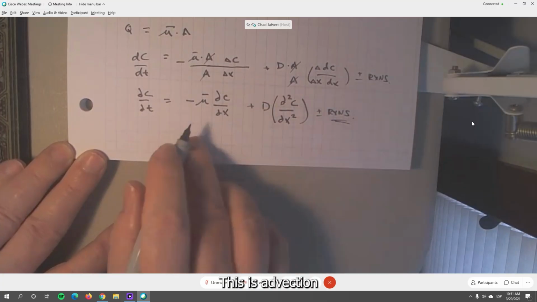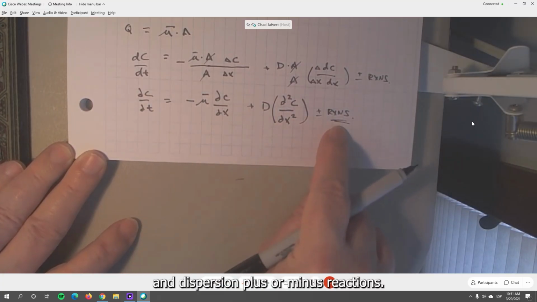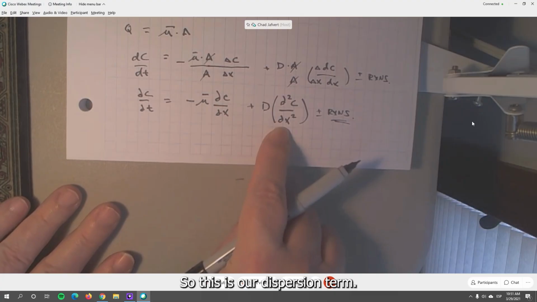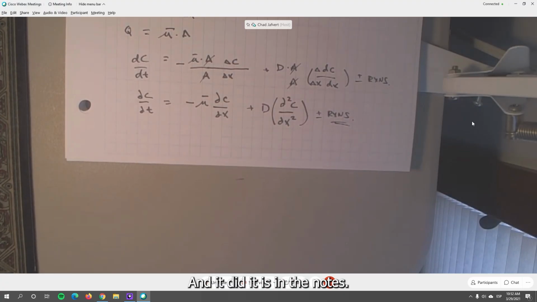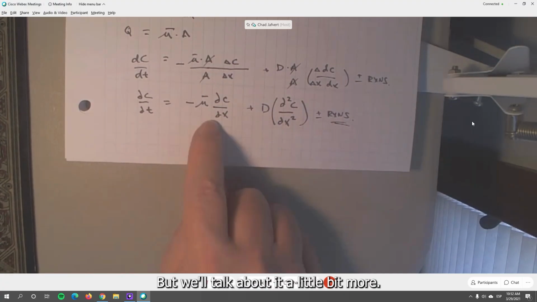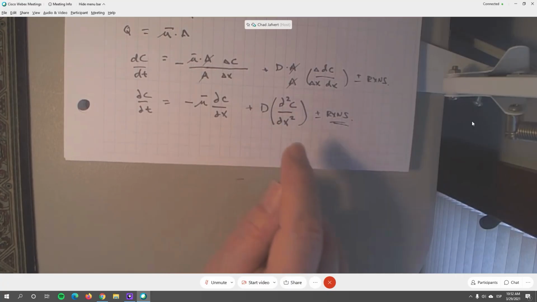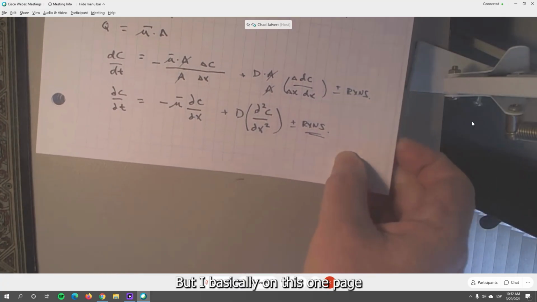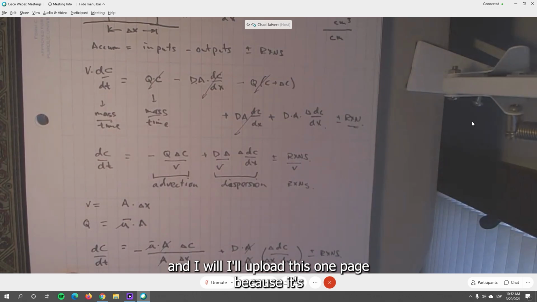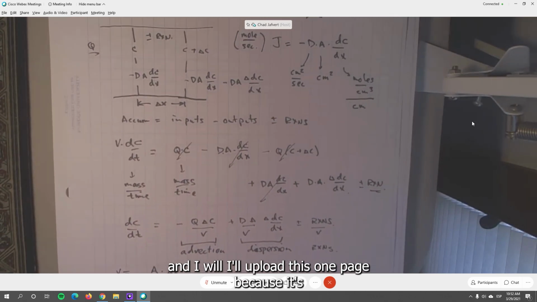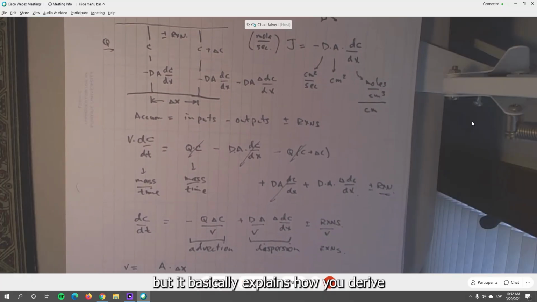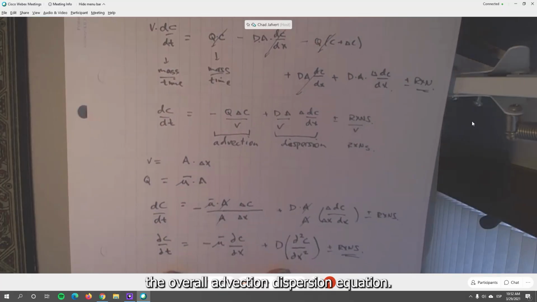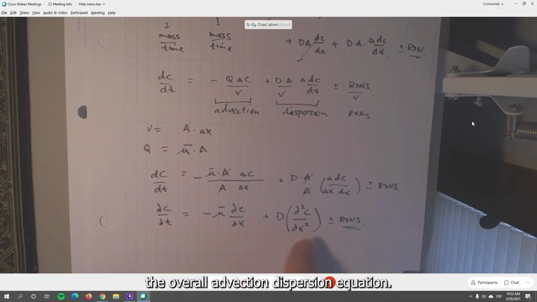This is advection and dispersion plus or minus reactions. So this is our dispersion term. It's a second order term, and it is in the notes, but we'll talk about it a little bit more. But I basically, on this one page, and I'll upload this one page because it may be a little clearer from the rest of the notes, explains how you derive the overall advection dispersion equation.